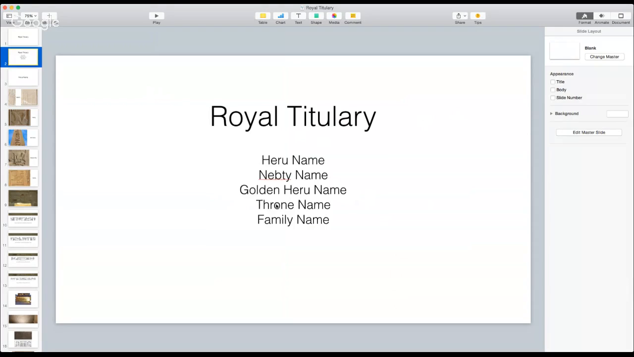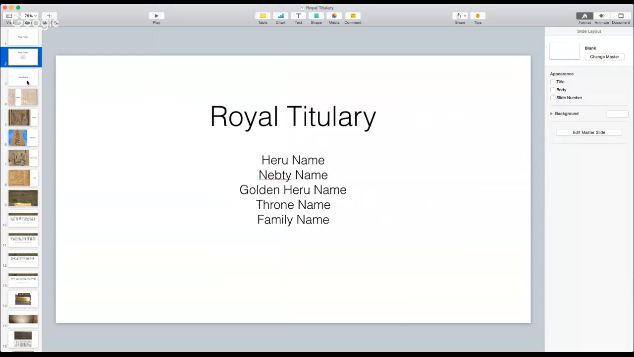The throne name, you have what's called a nomen, usually referred to as the nomen. And then the family name, which is called, sorry, I had that confused. The throne name is usually referred to as the prenomen, and the family name as the nomen. So I'm just giving you some more terms that you may see them mentioned as. But those are the 5 names.